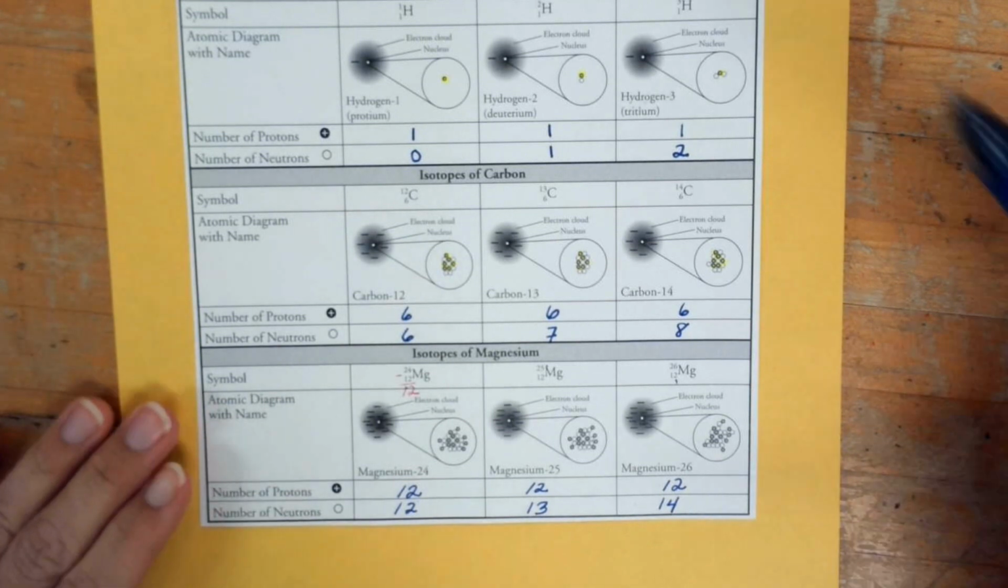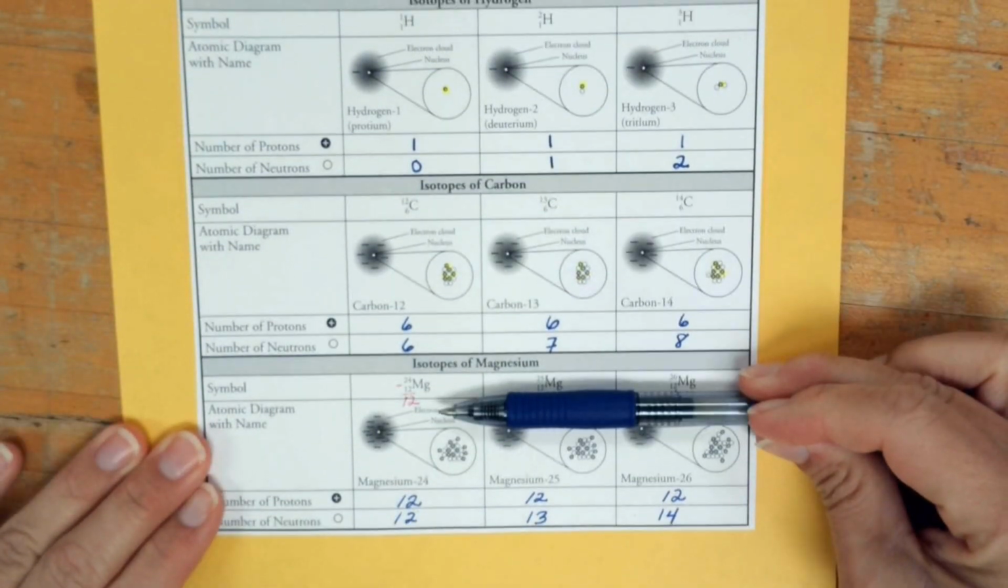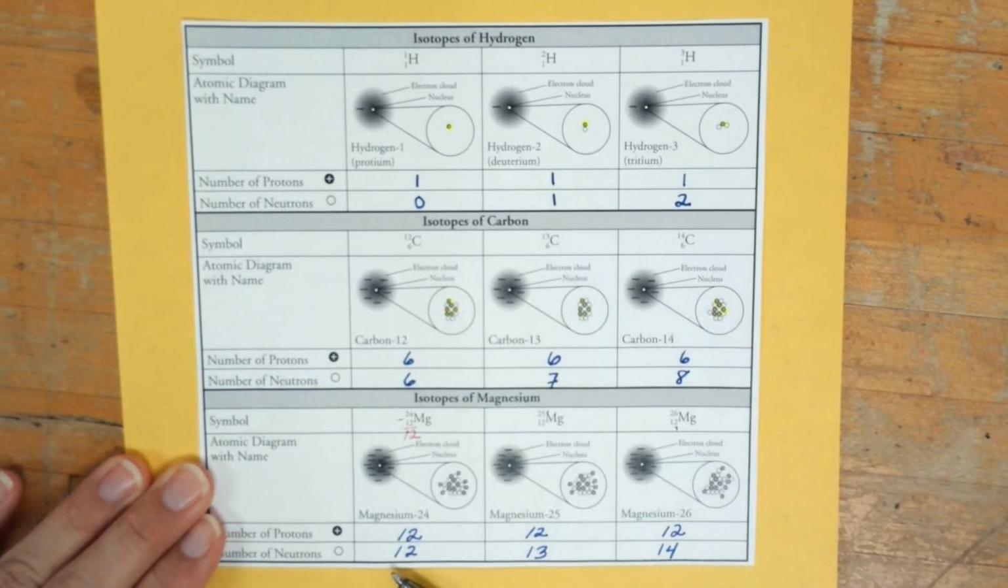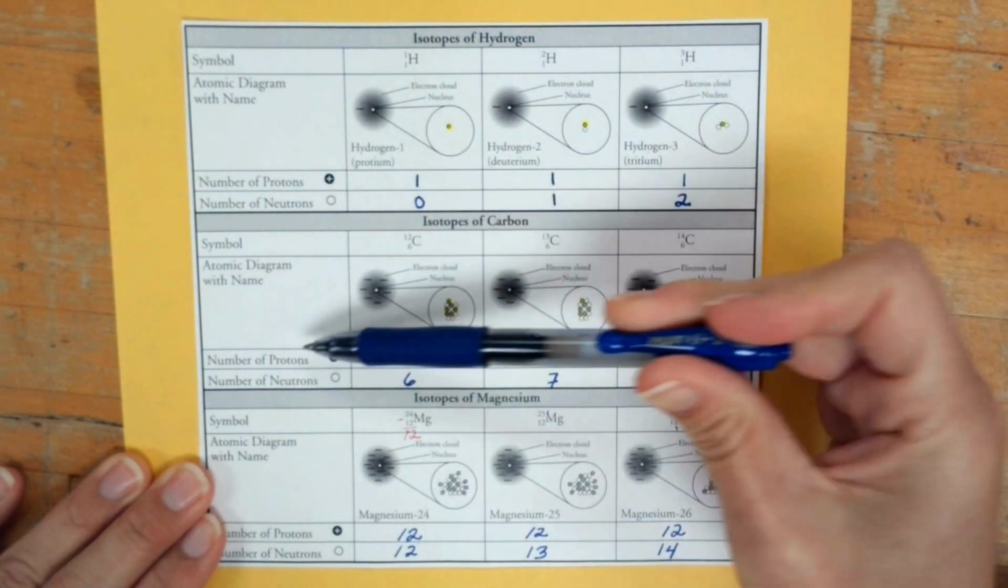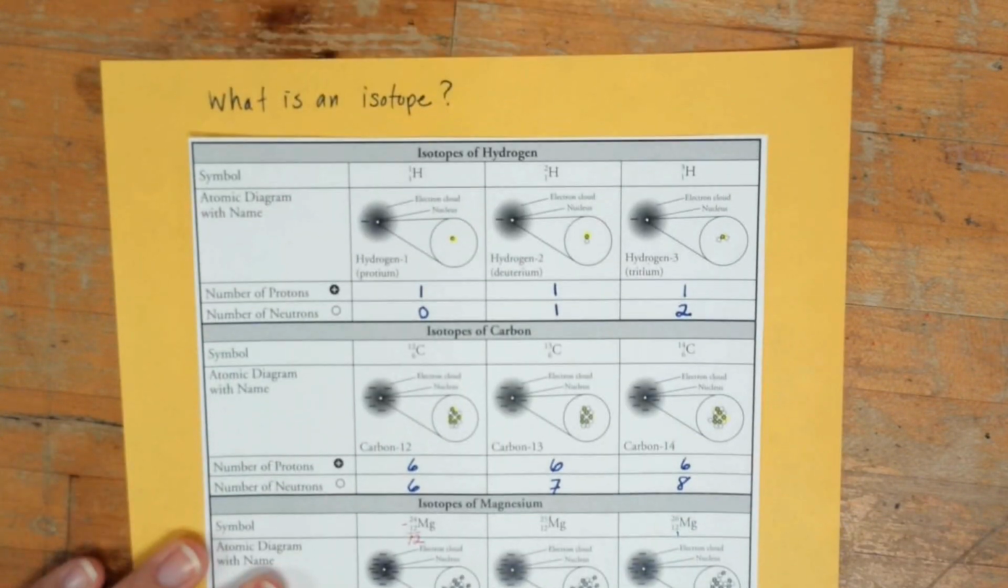So we can see now all 3 of these are called isotopes. And so in all 3 examples, the protons stay the same. However, you have differing numbers of neutrons. And that is our definition of an isotope. So what is an isotope?